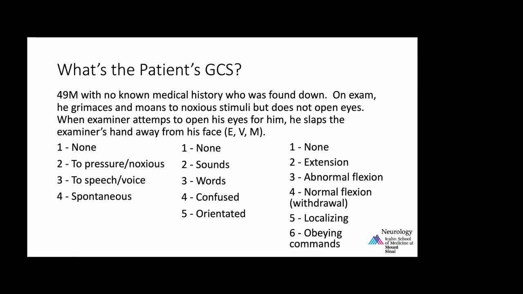So let's see if we can be a little interactive here. I have 3 scenarios, and I'm hoping that people can unmute or type into the chat what you think the GCS is, and not just the total score, but what you think the E, V, and M are. So, 49-year-old, no known medical history, found down. On exam, he grimaces and moans to noxious stimuli, but doesn't open his eyes. And when the examiner attempts to open his eyes for him, he slaps the examiner's hand away. Any thoughts on what the eye opening is?